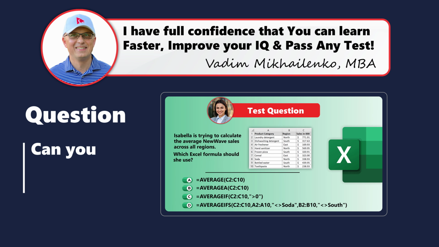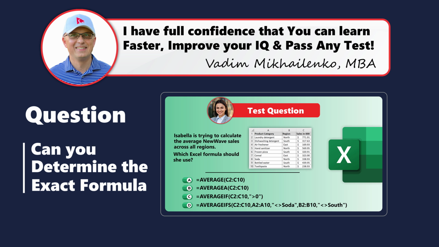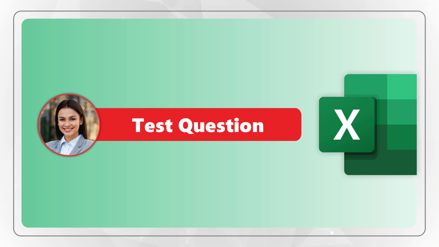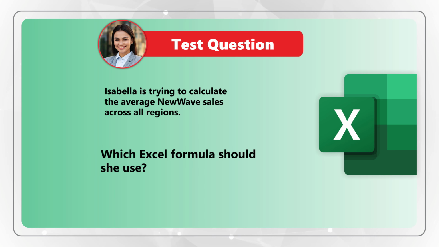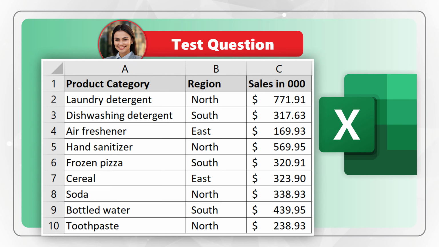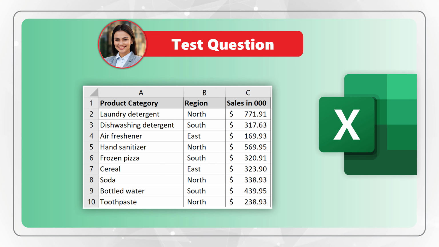Here's an interesting question to test how well you know the AVERAGE formula as well as its variations. Isabella is trying to calculate the average new wave sales across all the regions. Which formula should she select? You're presented with the data set as well as 4 different choices.